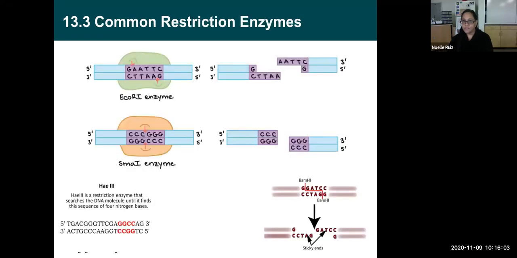Common restriction enzymes. These are just pictures. EcoR1 is an enzyme, and it'll come and cut here. So it ends up like that. You get your sticky ends. SMA1 is a different enzyme. This one just cuts straight through. These are called blunt ends. HAE3 is a different restriction enzyme. BAM-HI, that's a different restriction enzyme. So these are just 4 different enzymes and the recognition sites that they recognize and cut.